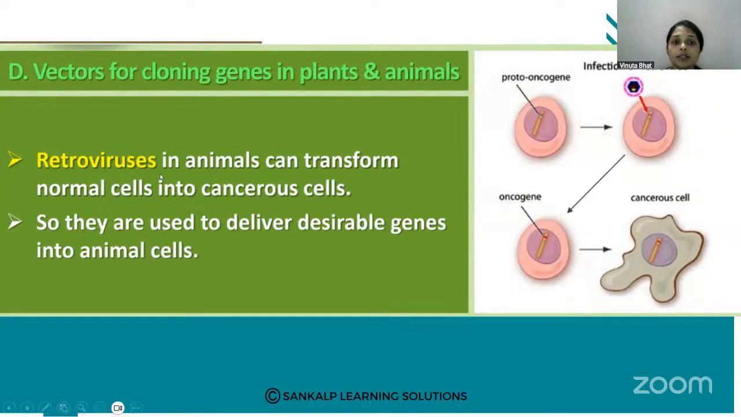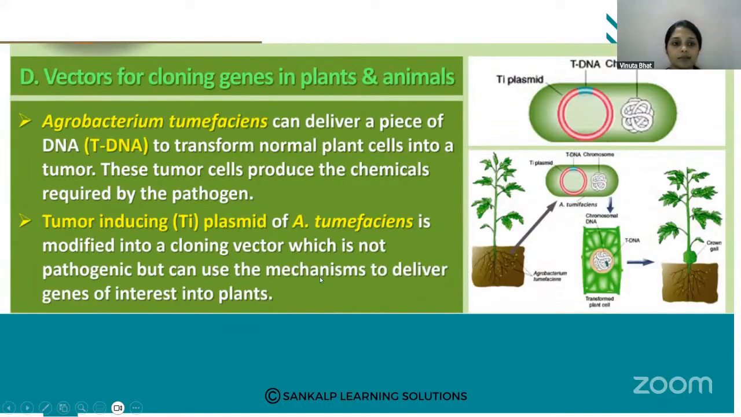Retrovirus is also used in biotechnology. In animals, it can transform normal cells into cancerous cells. So this retrovirus can transform normal cells into cancerous cells, so they are used to deliver desirable genes into animal cells. Like this, both are used as vectors. Here, the Agrobacterium transfers normal plant cells into tumors. That is the Ti plasmid.